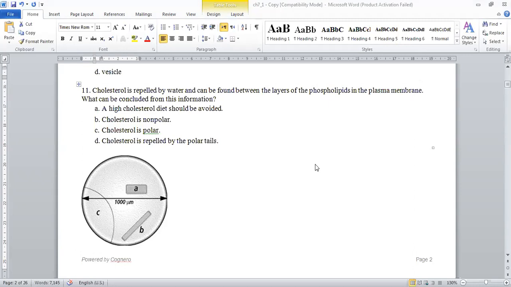Cholesterol is repelled by water and can be found between the layers of the phospholipids in the plasma membrane. What can be concluded from this information? A. A high cholesterol diet should be avoided. We're talking about diet here. We didn't talk about diet in this section. B. Cholesterol is non-polar. C. Cholesterol is polar. D. Cholesterol is repelled by the polar tails.